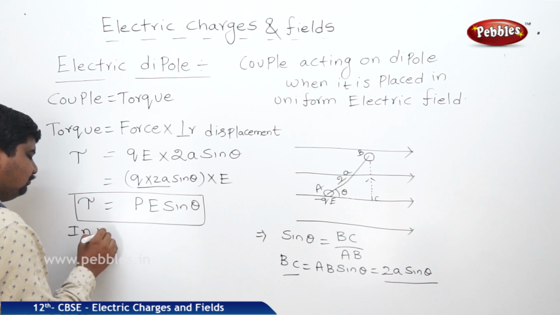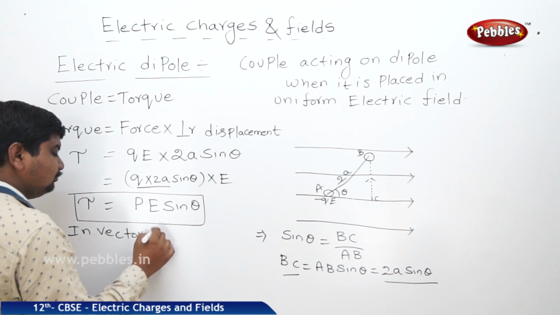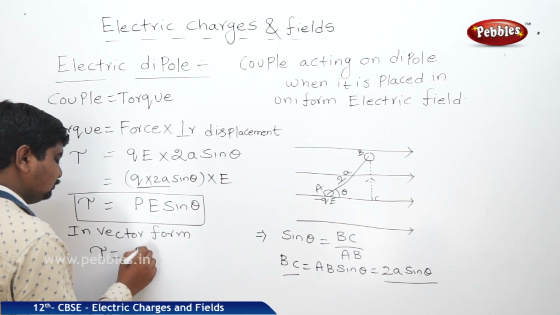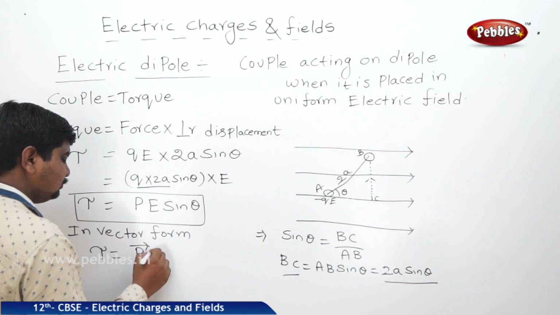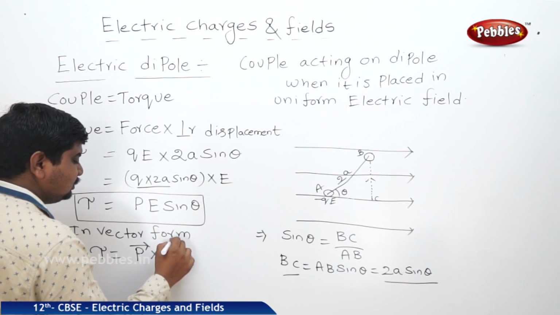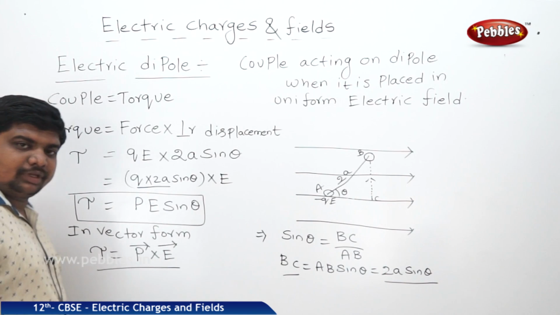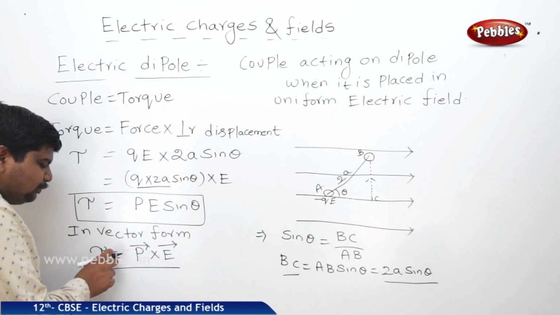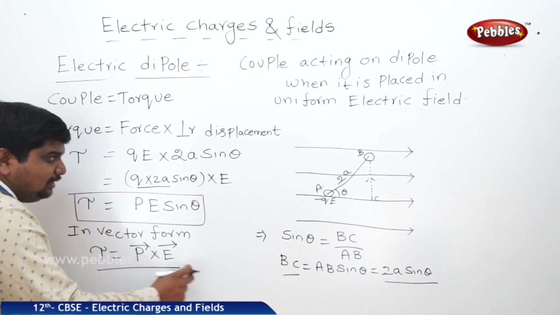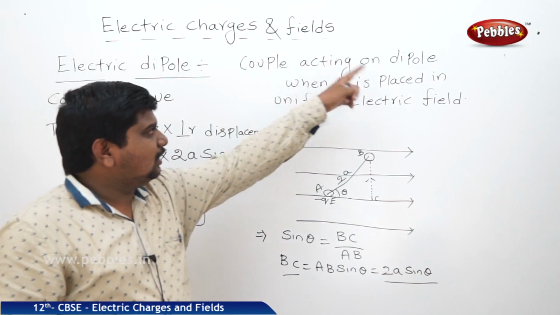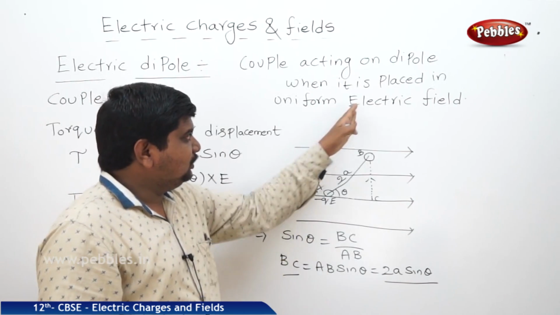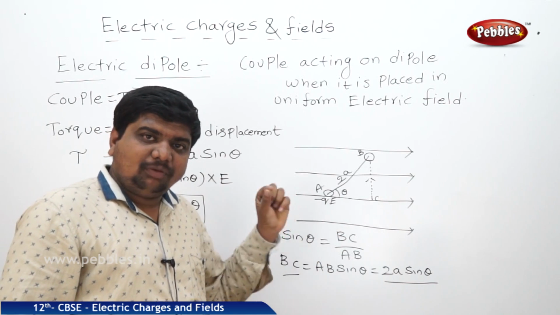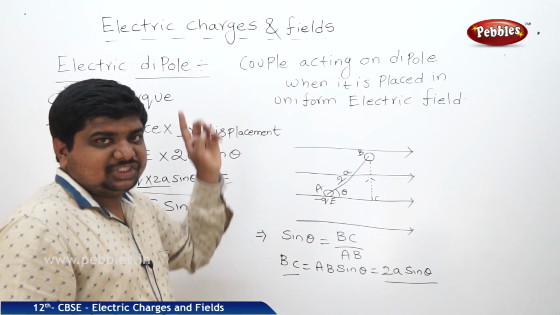In vector form, tau is equal to P bar cross E bar. So this is the expression. What is this expression? Tau is equal to PE sine theta. In vector form, we write tau is equal to P bar cross E bar. This is the couple acting on the dipole when it is placed in a uniform electric field like this. Now we are going to discuss a small problem which relates to this situation.